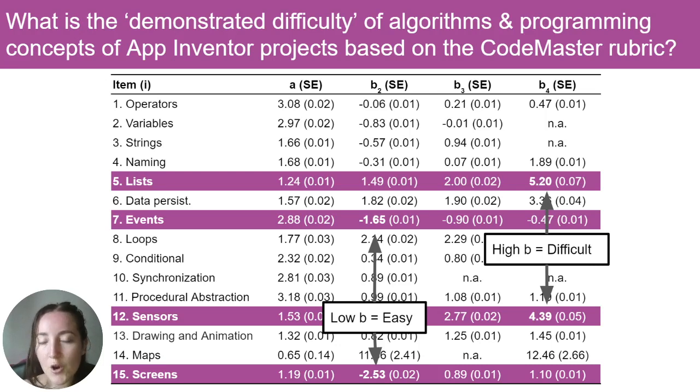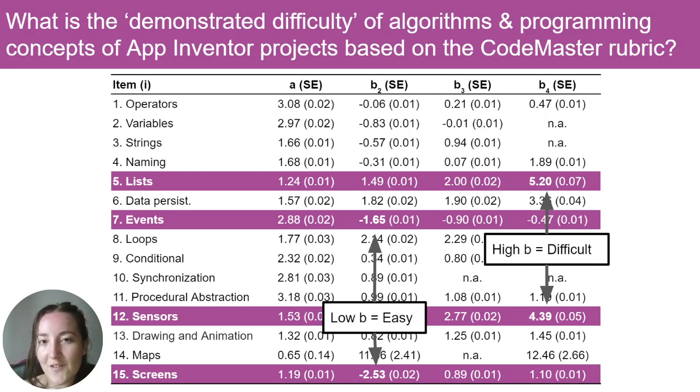Analyzing the results, we can infer that the easiest category is the first category of item 15, screens, as it presents the smallest B parameter, B2 equals minus 2.53. On the other hand, obtaining 3 points for the item lists is more difficult than any other item, as it presents the highest value for a B parameter.